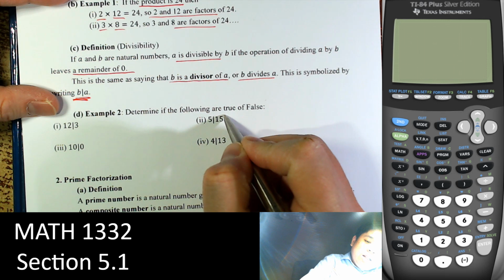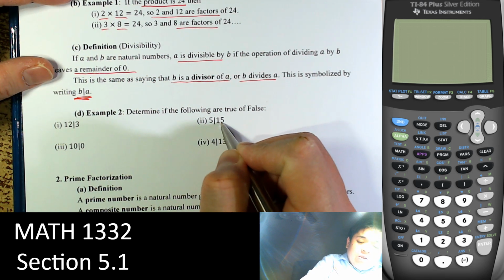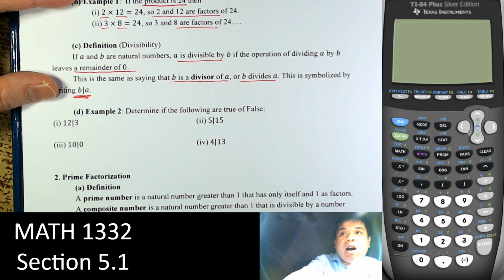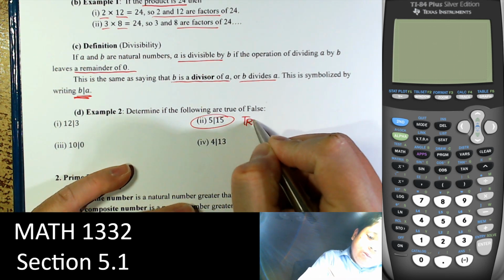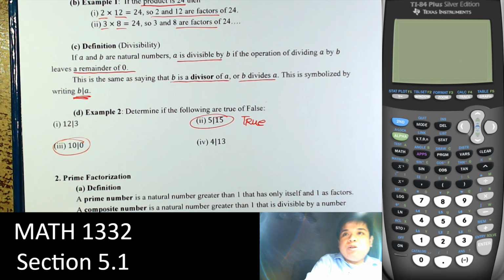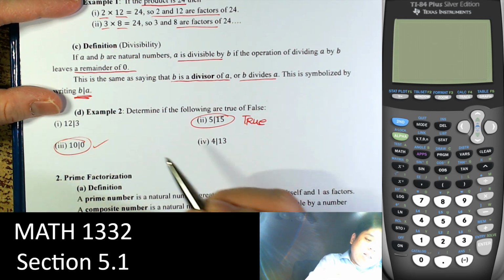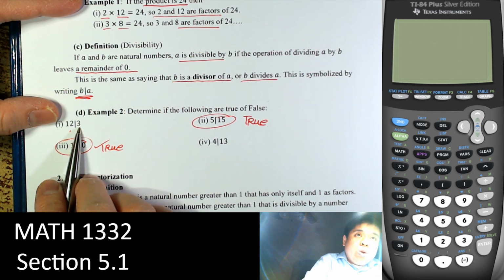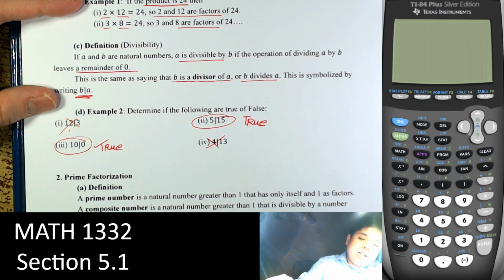Well, this one is true because 5 divides 15, or 15 is divisible by 5. 15 divided by 5 is 3 with remainder 0, so that one is true. Also, 0 is divisible by 10, so that one is true as well. This is not, 3 is not divisible by 12 and 4 is not divisible by 13.